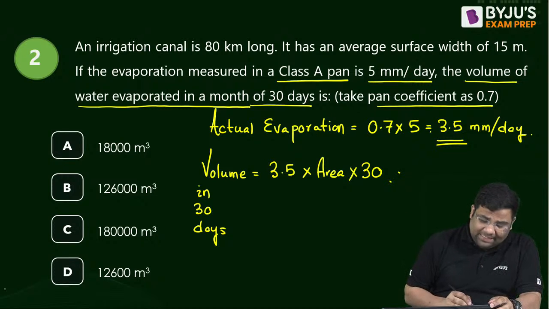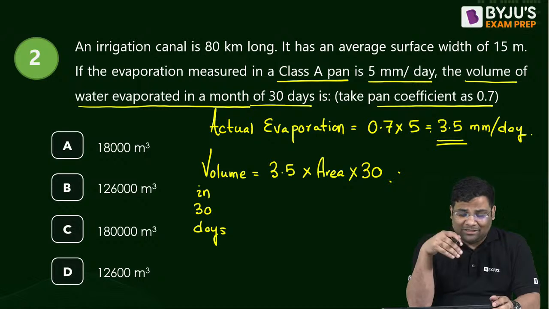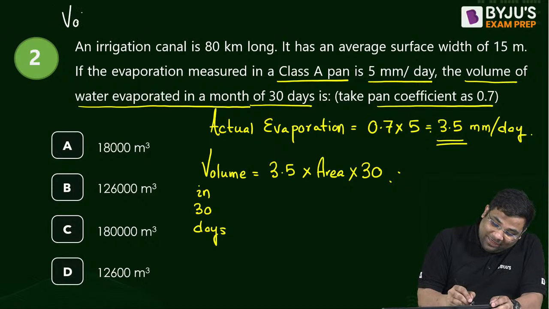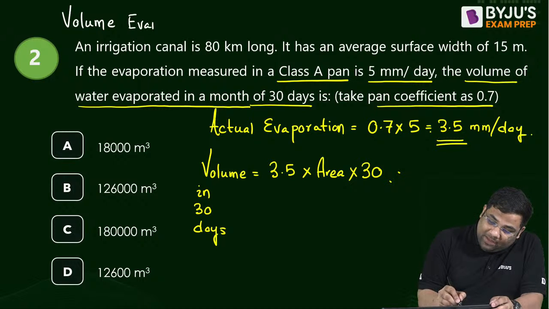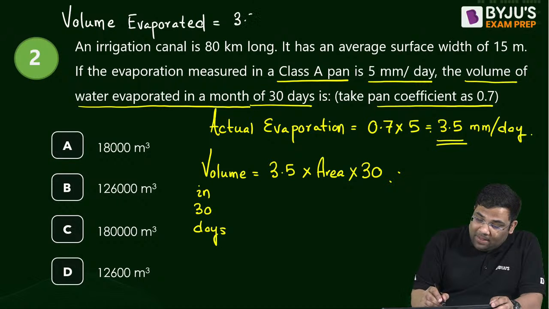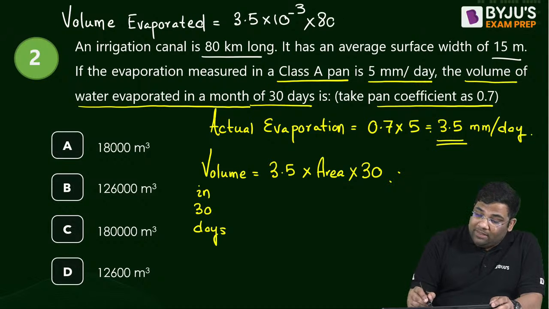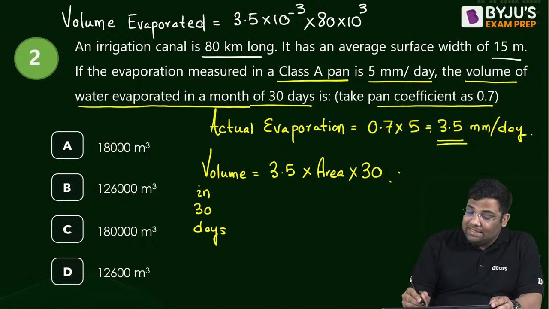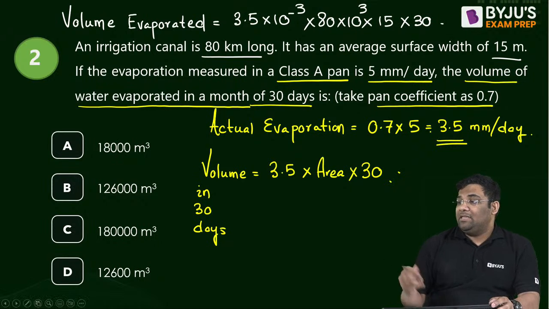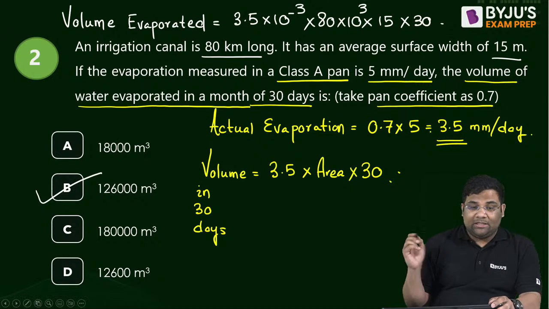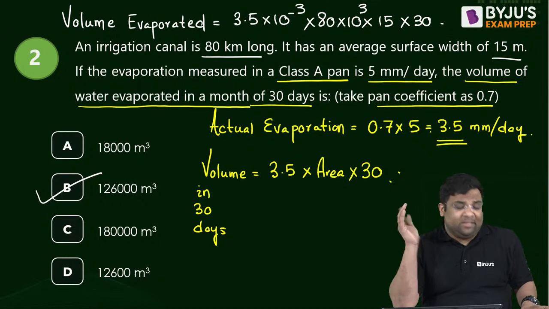This kind of question you can easily solve by just seeing the units, because they're asking you volume, and volume is meter cube. So tell me what is the volume evaporated? They will ask you numericals like this, so you have to be ready. Depth is 3.5 mm, so 10 to the power minus 3 meter. Area: the length and width are given, so 80 kilometer is 80 times 10 to the power 3 meter, and then 50. This I will get per day, so I'll multiply by 30. As many students are telling, we are getting 126000. This is the standard question which they can ask in the examination.